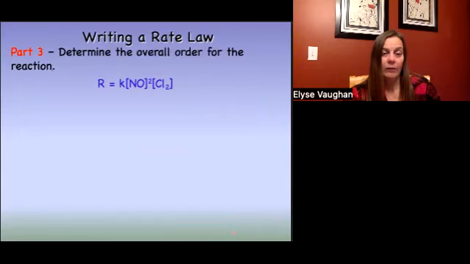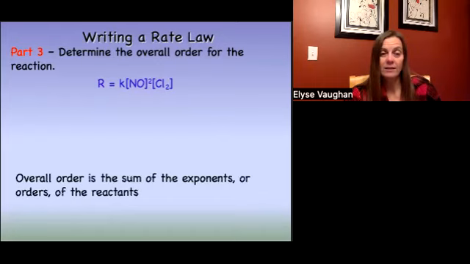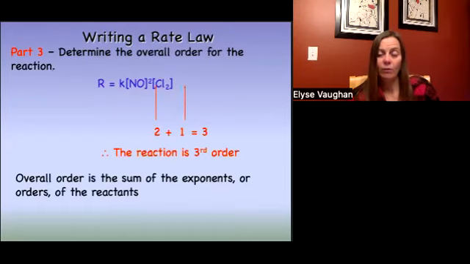So the last step is determining the overall order of the reaction. And the overall order of the reaction is just the sum of the orders for each of the reactants. And so since we have a 2 and a 1, our reaction is third order.